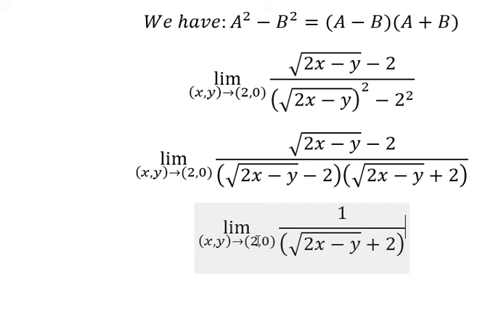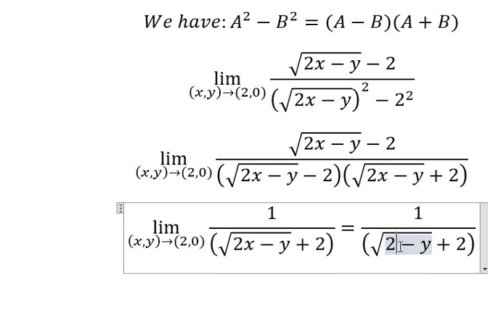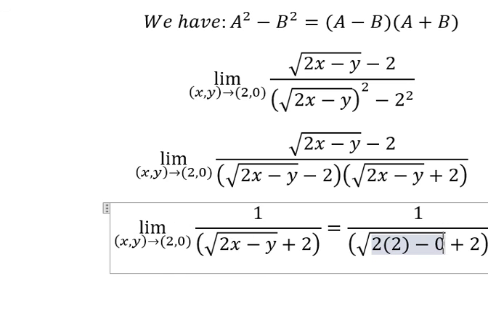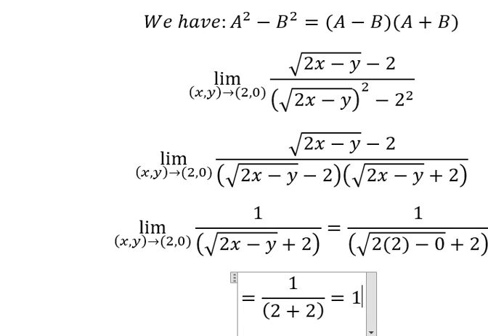Now we put number 2 and number 0 on here. Now we calculate this one. And we have 1 over 4.